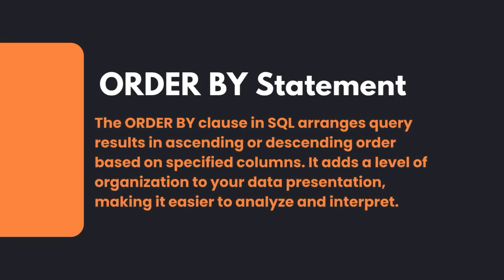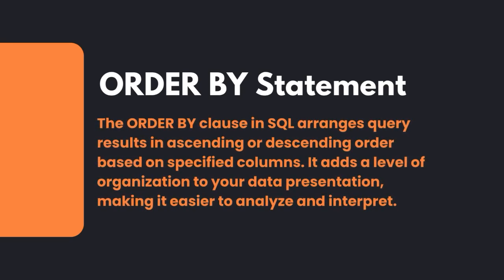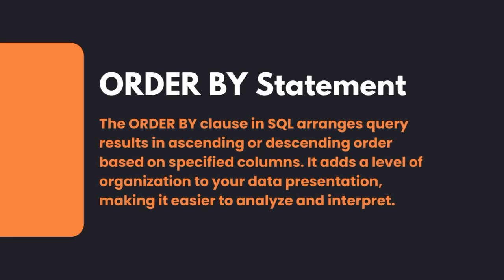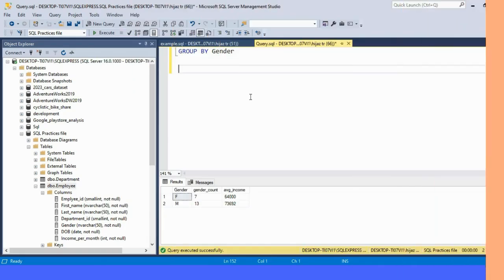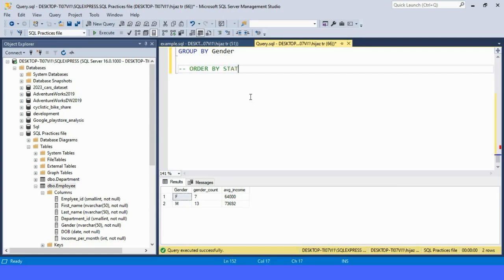The ORDER BY clause in SQL arranges query results in ascending or descending order based on specific columns. It adds a level of organization to your data presentation, making it easier to analyze and interpret. Now I'm going to discuss the ORDER BY statement in SQL. This statement is like ordering our data, either in descending order or in ascending order. So I am choosing select, and then from our employee table.